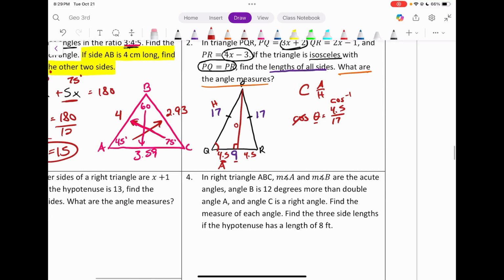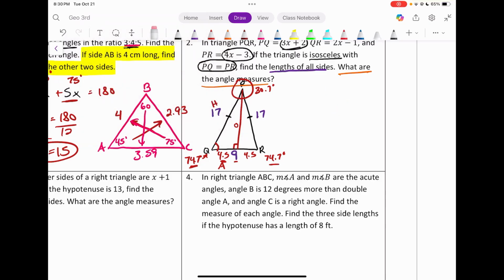In order to figure out what the angle is, move cosine over by doing inverse cosine. And that gives me an angle value of 74.7 degrees for Q. Since it has symmetry, that gives me an angle value for R of 74.7 degrees also. The three angles have to add up to 180. So if this is 74.7 and so is that one, we're going to add those two together and subtract from 180, and that's going to give me a measure of angle P, which is 30.7 degrees.